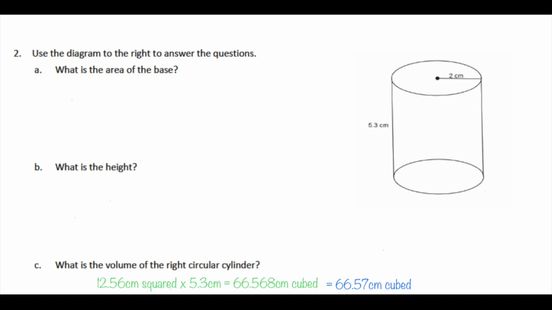What is the volume of the right circular cylinder? Well, we take the base, which is 12 and 56 hundredths centimeters squared, times the height, which is 5 3/10 centimeters, and we get 66 and 568 thousandths centimeters cubed. Well, we're going to keep it simple and round it to the nearest tenth, which equals 66 and 57 hundredths centimeters cubed.